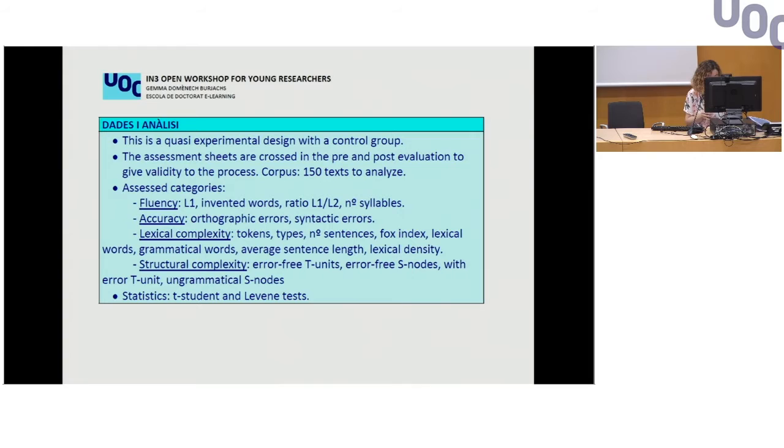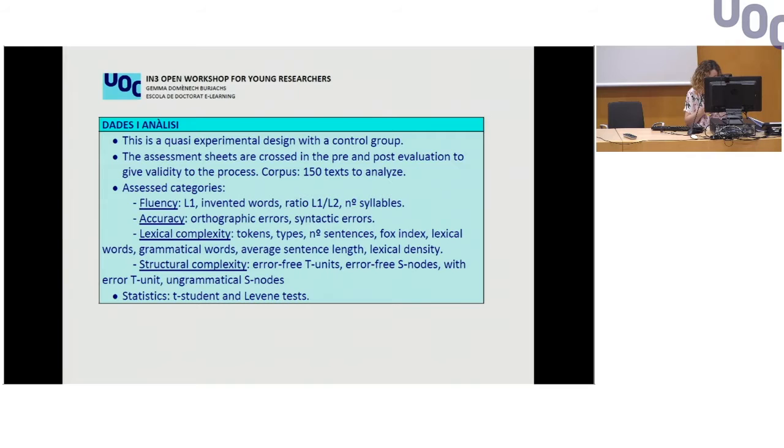The assessed categories are the ones that are explained. So for the structures and vocabulary exam, I have assessed the fluency, the lexical complexity, the structural complexity, and the accuracy. For the fluency: the L1 or invented words, the L2, the ratio, and number of syllables. For the lexical complexity: the number of tokens, that is the total words, the number of types, that are the unique words, number of sentences, average sentence length, the lexical density, that is the lexical words divided by the total words, and the Fog index, an index that measures literacy and, to say it like this, the social stage the speaker is in.